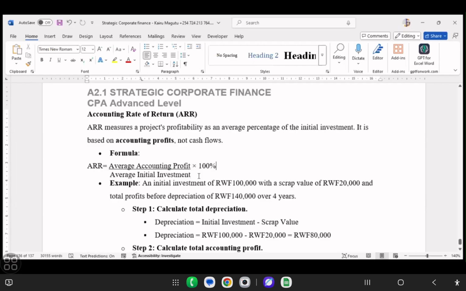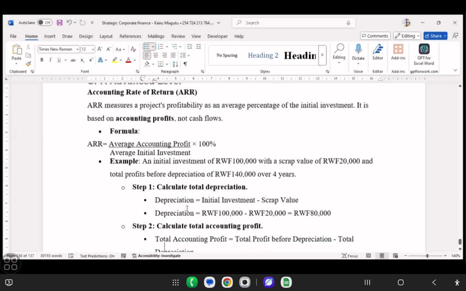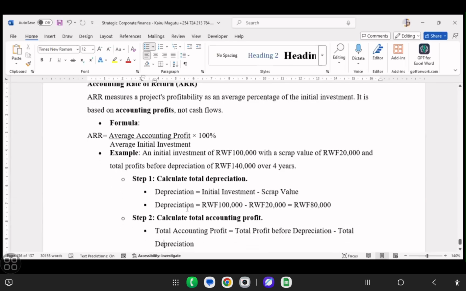So we say that accounting rate of return is average accounting profit divided by the average initial investment multiplied by 100. Some will say that it is average accounting profit over invested capital without the average. Let's have an example. An initial investment of 100,000 with a scrap value of 20 and total profit before depreciation of Rwandan francs 140,000 over 4 years. In determining the accounting rate of return, step 1, calculate the depreciation because you are given the accounting profit before depreciation.